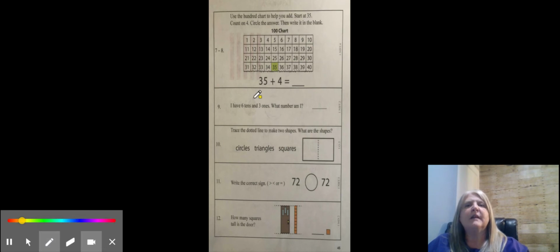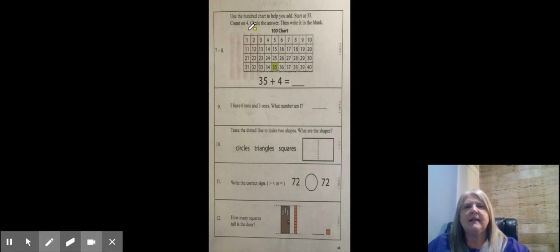Okay, on the next page, number 7 and 8. Use the hundreds chart to help you add. Start at 35. Count on 4. Circle the answer, then write it in the blank. So here's our hundreds chart. 35 is highlighted for us. We're going to count on 4.